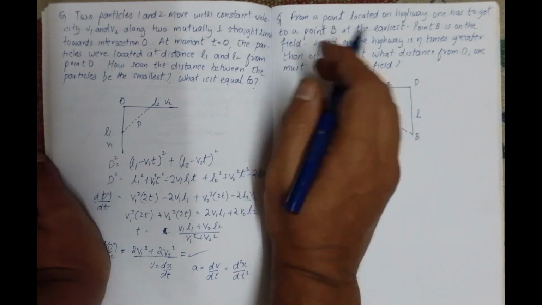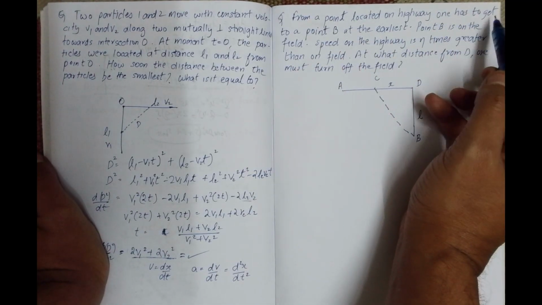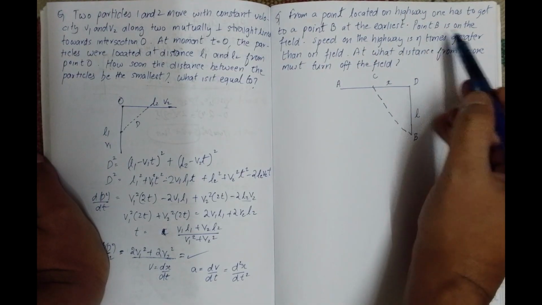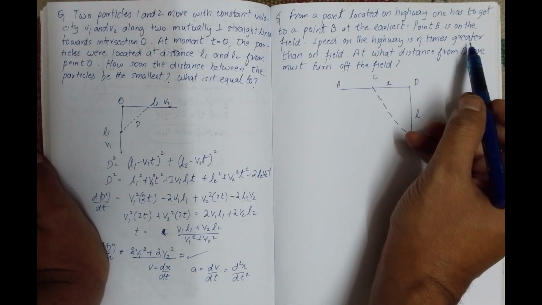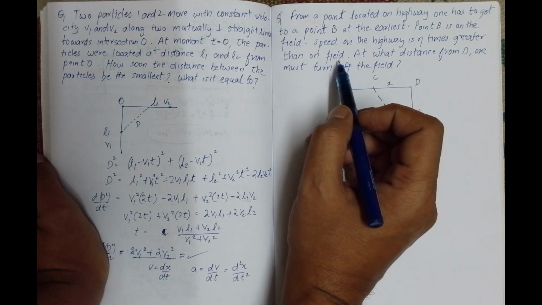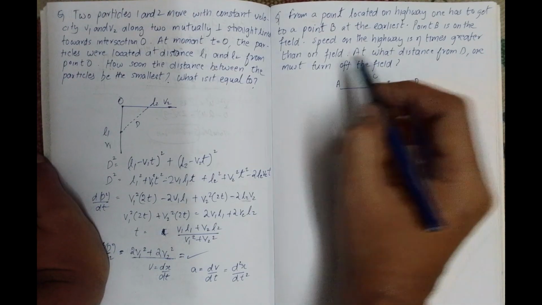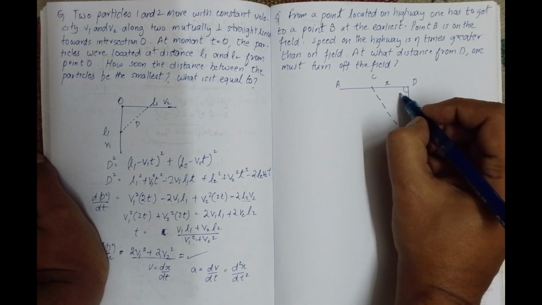So let's take another question. From a point located on the highway, one has to get to a point B at the earliest. Point B is on the field. Speed on the highway is n times greater than that on the field. At what distance from D must one turn off onto the field? This is a 90-degree angle.